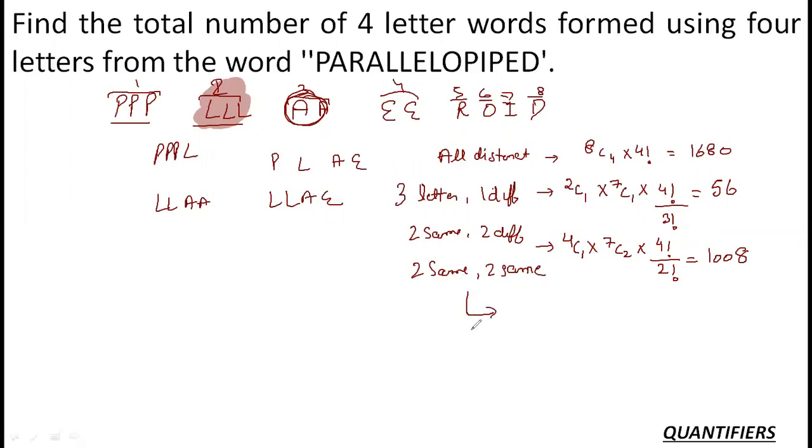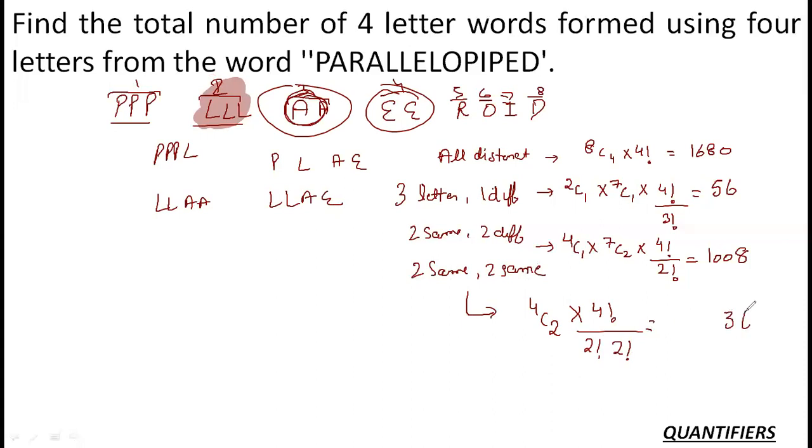Last, two same and two other same. So basically PPLL, PPAA, PPEE. So basically I need two pairs out of these four, 1, 2, 3 and 4. Out of these pairs I need any two pairs, okay? So 4C2. Now I have the four alphabets with me. They can be arranged in 4 factorial ways divided by 2 factorial into 2 factorial. Now that is nothing but 36. So if I add them up, 1680, 56, 1008 and 36, okay, 2780. This is your required answer. 2780 is the answer for this part.